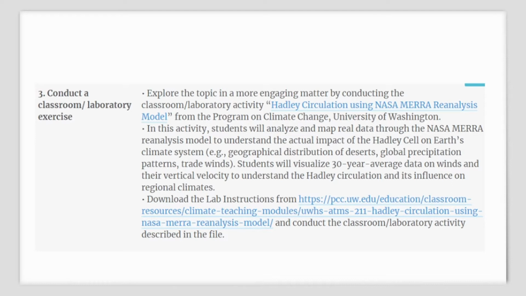Things such as the geographical distribution of deserts, global precipitation patterns, trade winds. Students will visualize a 30-year average data on winds and their vertical velocity to understand the Hadley circulation and its influence on regional climates. Instructions of how to use this activity in your classroom are provided in the link in this lesson plan.